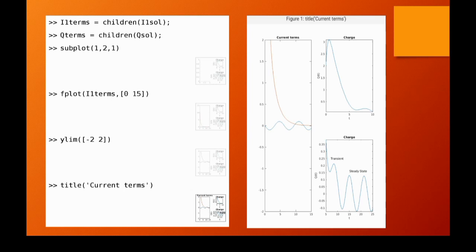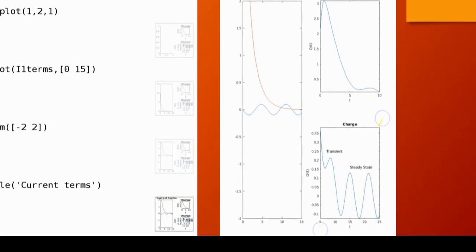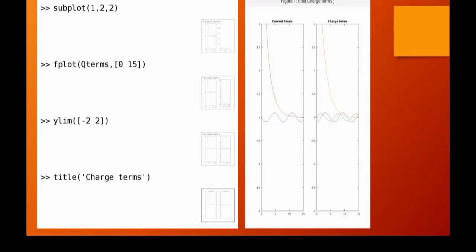So with subplot, after subplotting, we again get all the plots in one frame. After plotting these commands, I get the plot for the charge and current terms, and their steady and transient states as well. So we see the current terms and charge terms, their graphs, and we use the following commands, which is fplot of q term from 0 to 15. So we get the graph from the 0 limit to the 15 limit, and in the y limit we put -2 to 2, and we got the following results.